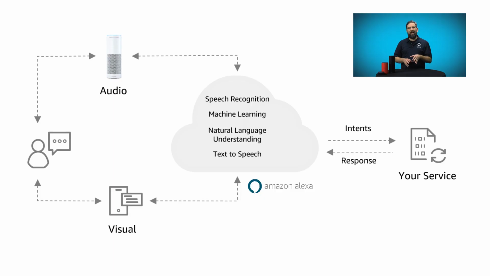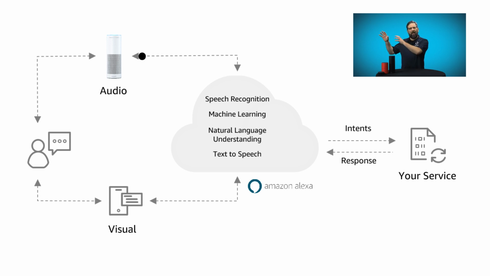Let's walk through the architecture of how a skill works, just so you get a feel for what you need to do versus what the Alexa service will do for you. The first thing that happens is the customer says something to Alexa, usually to launch a skill. This is the utterance that Alexa will use to determine the next action. Let's use a Hello World example.